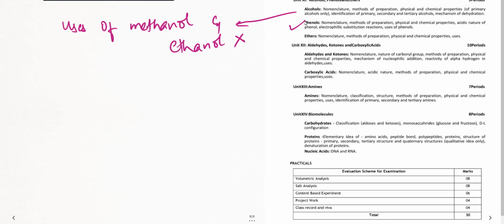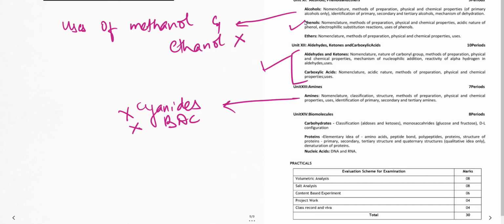Phenols, everything is there. Now, when I take the aldehydes and carboxylic acids chapter, everything is there, no deletions. Now, when I take amines, a topic called cyanides, as well as a topic called BDC, that is benzene diazonium chloride, both are deleted. When it comes to biomolecules, the oligosaccharides and polysaccharides are deleted.